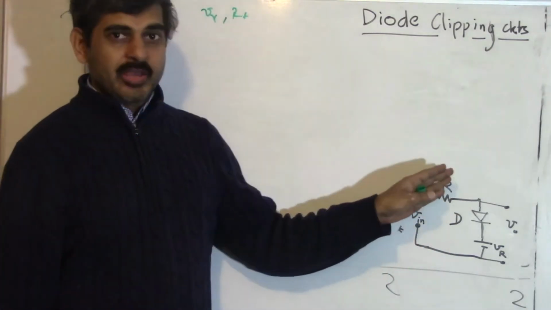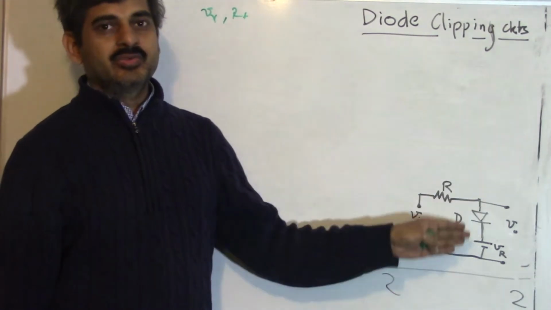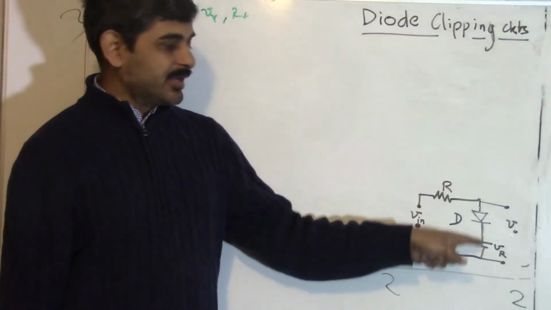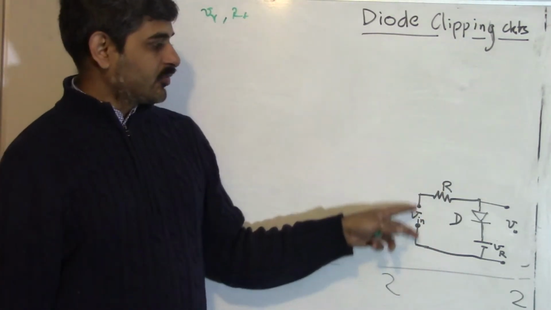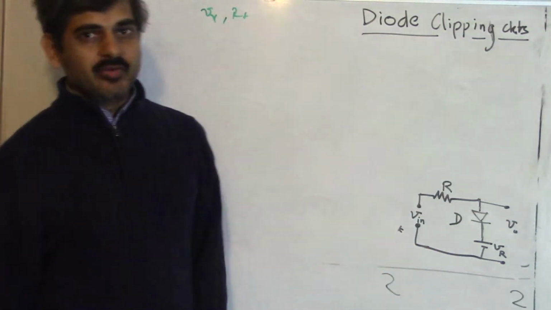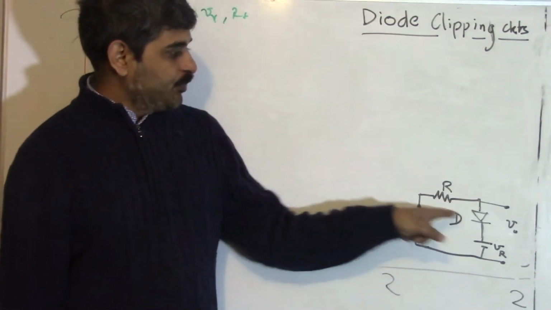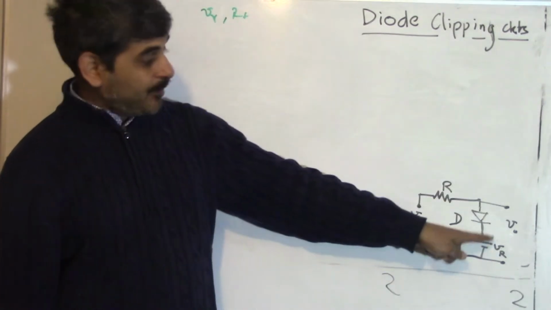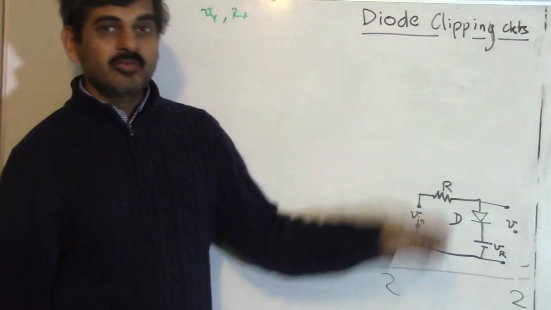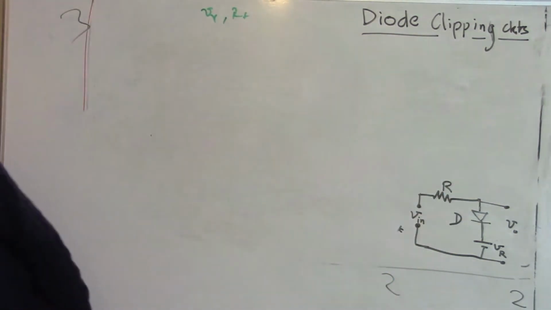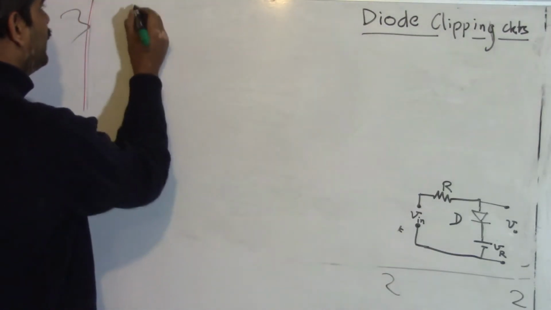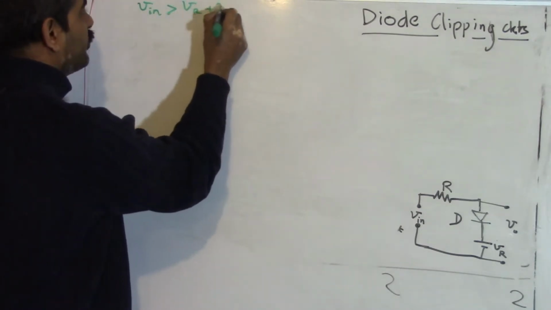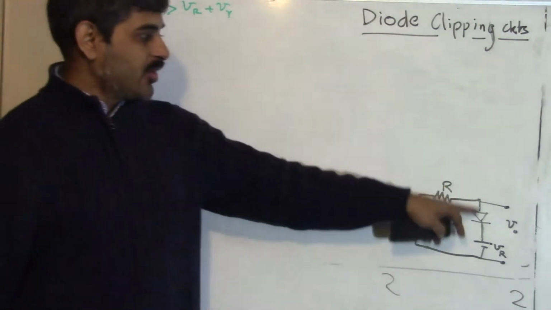Now, when we assume these two things, our method is still going to be the same. We will consider at what input voltage this diode D is going to be forward biased, and in what ranges it is going to be reverse biased. If you look closely, this end of this diode needs to be at least VR plus V gamma to be in forward bias. So let's write this equation: when V in is greater than VR plus V gamma, in that case the diode D is on.